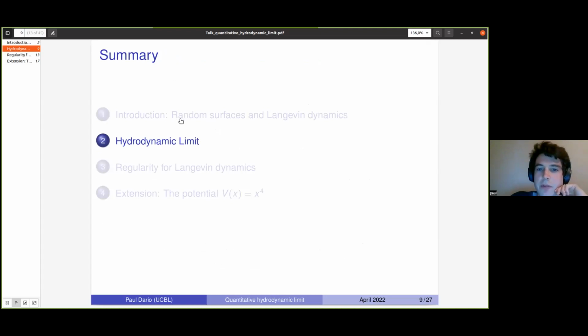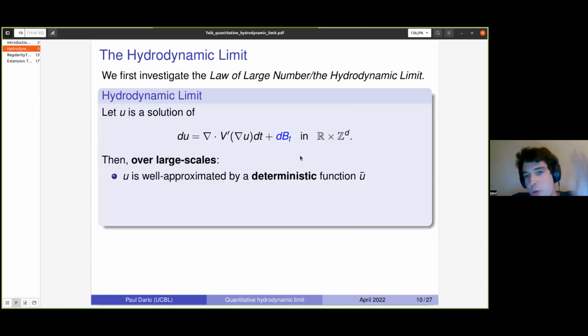So now, this was a general presentation of the model and the questions that we can raise when we think of regularity. Second part, the law of large numbers. It's interesting in itself, but it will also be useful to answer this question of regularity. So we investigate what is called the hydrodynamic limit for the model.